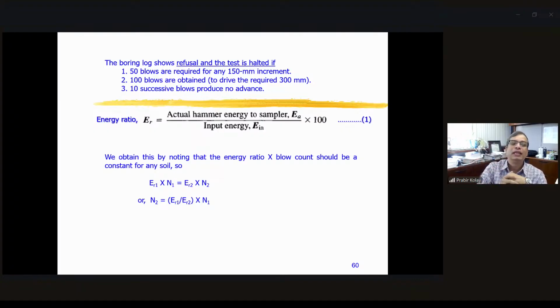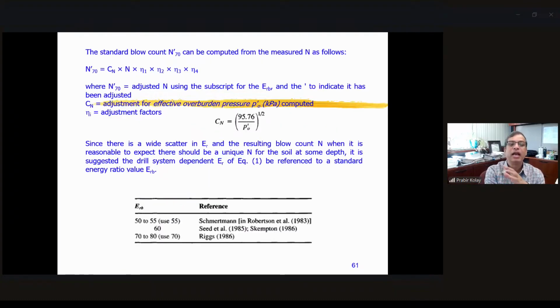So then, depending on what type of hammer you are using and what the efficiency of the hammer is, we need to do the different corrections, okay? In most cases, the efficiency of the hammer is 60 to 70%, and we do the correction for that. So again, the energy ratio is the actual hammer energy to the sampler divided by input energy times 100. And then also, as I mentioned, you need to do the correction. So sometimes N60 or N70.